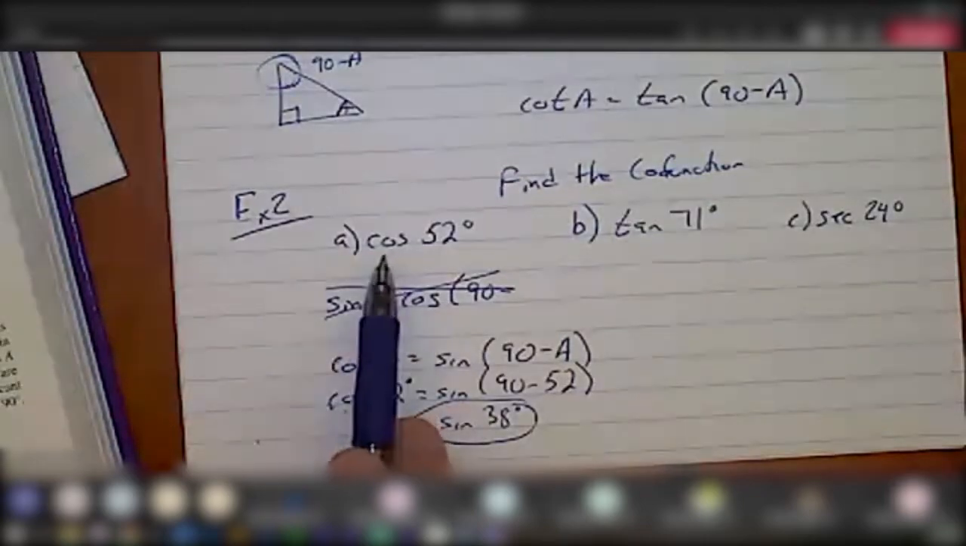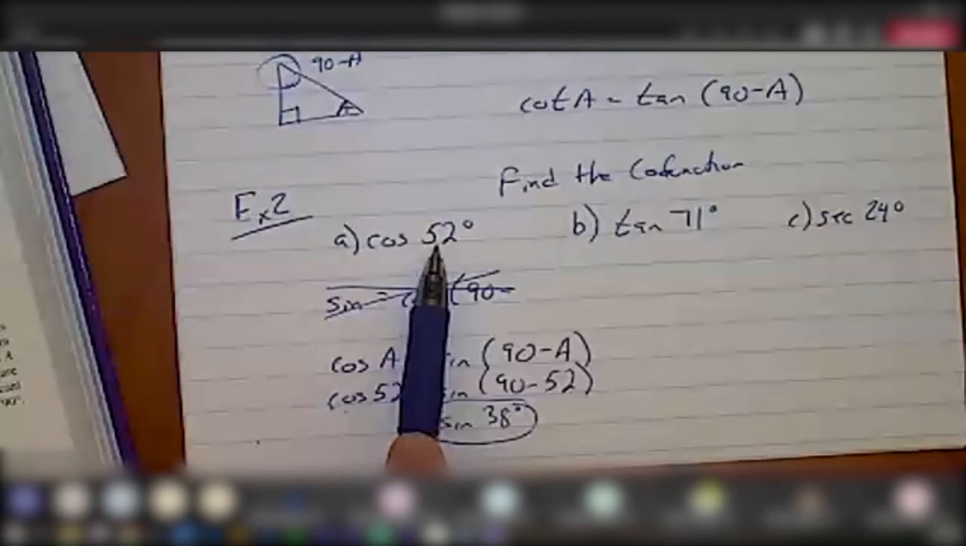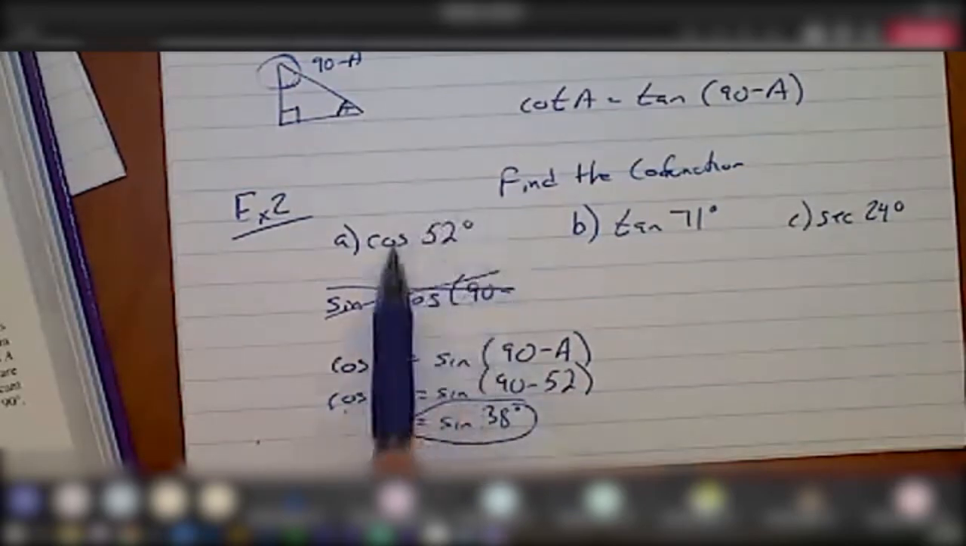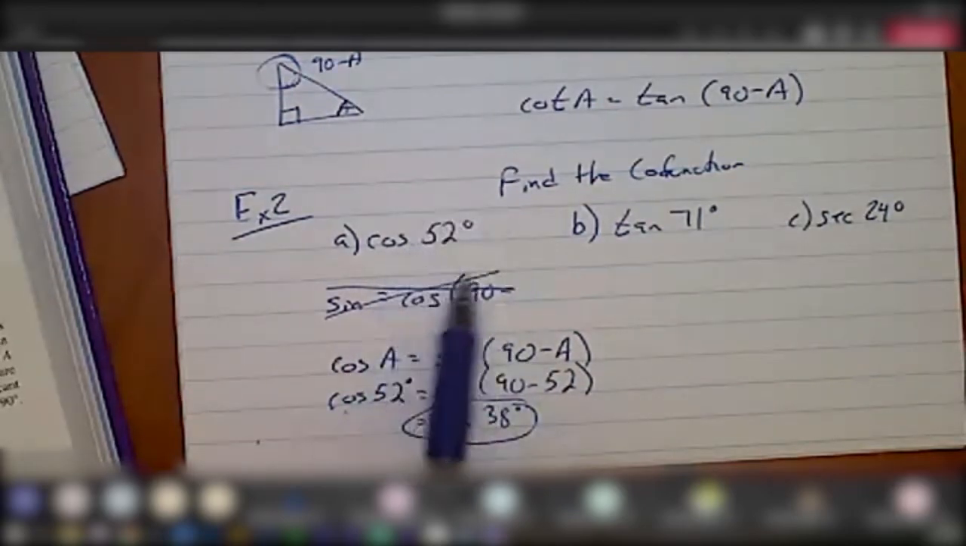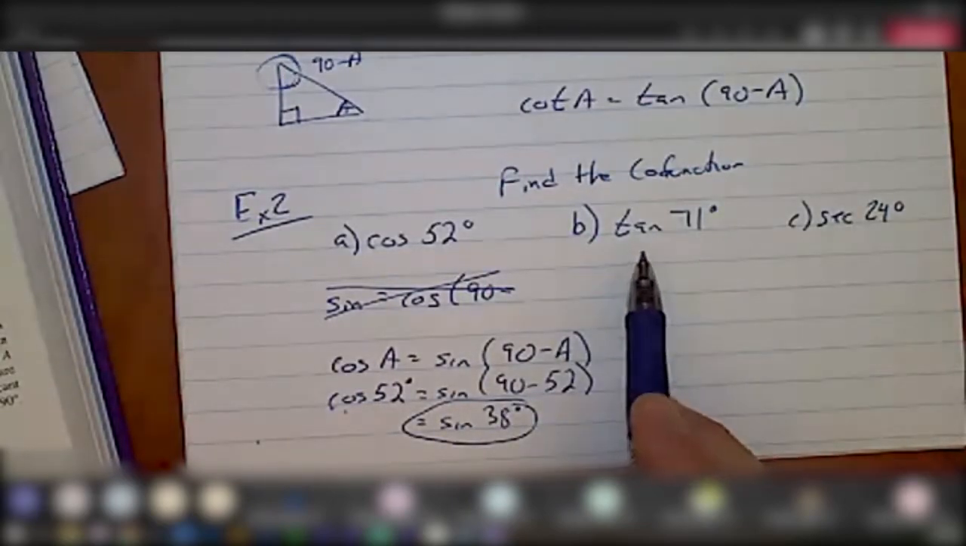So what is the co-function for cosine of 52? Sine of 38. Which again, if somebody's saying, couldn't I just do 90 minus 52 right off the bat and get that answer? Yes, you can, okay? But I'm just warning you, eventually you could have an algebra expression for the angle, and then it gets to be a little trickier, which we'll get to some of those in a little bit, okay?